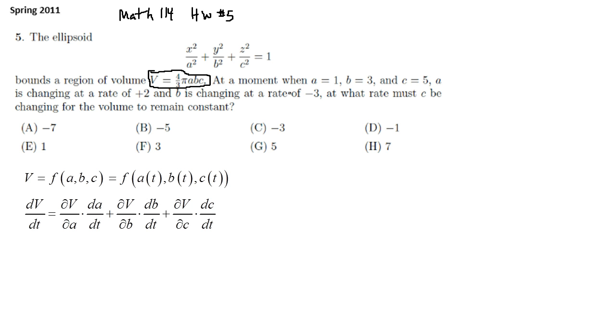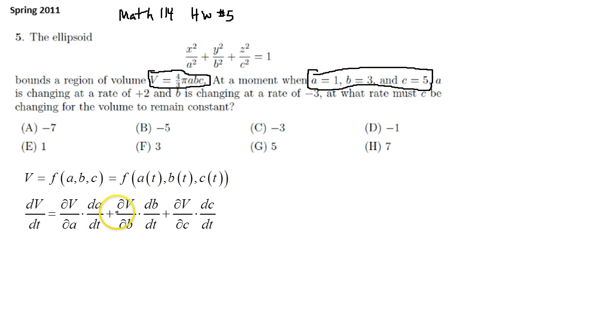In the formula, you'll have A, B, and C. When we do related rates, we're interested in a particular instant in time, the instant when A is 1, and B is 3, and C is 5. And so if your formula for the partial derivative of volume with respect to A, B, or C involves A, B, and C, which they will, then you can plug in these given quantities here.